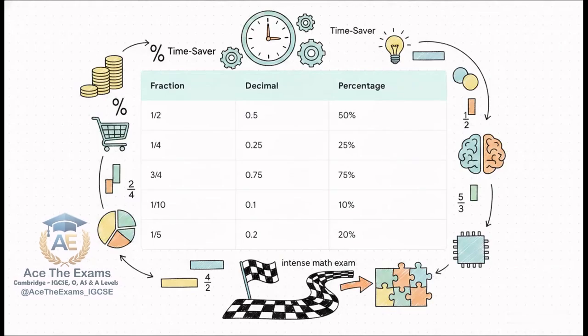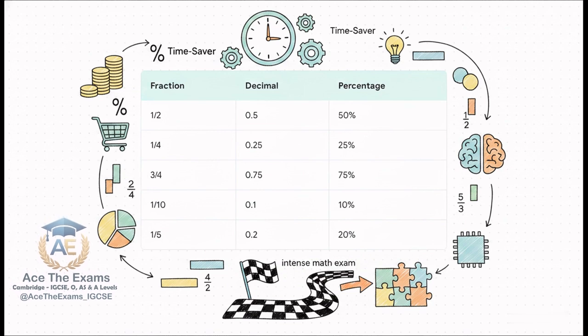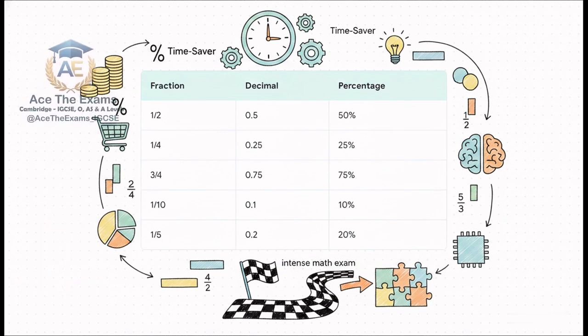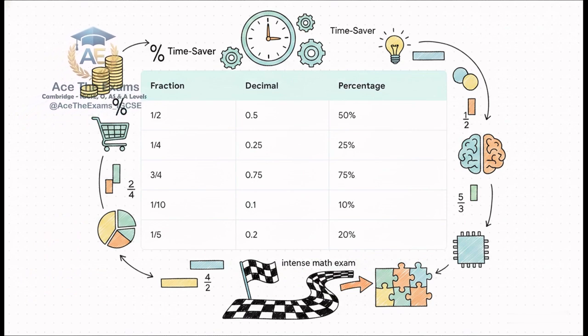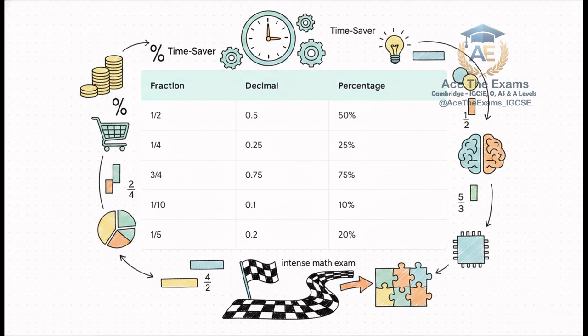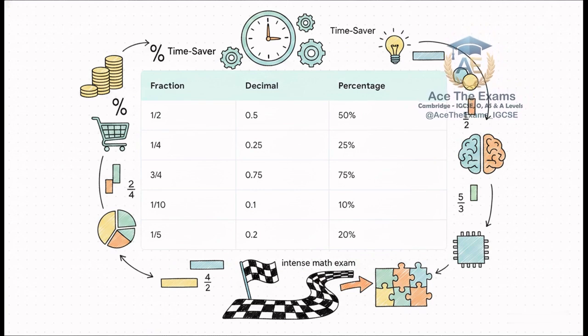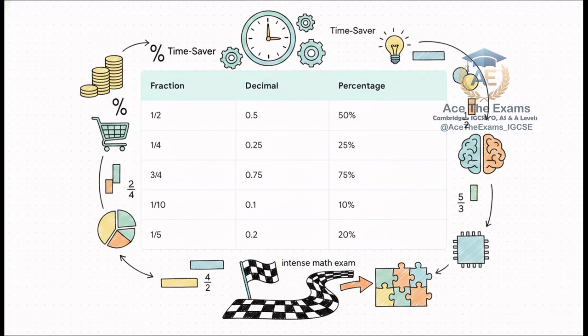Now, while you absolutely can calculate these conversions every single time, the textbook provides this crucial equivalence cheat sheet for a very good reason. These are the most common values you will ever encounter: halves, quarters, tenths, and fifths. Knowing off the top of your head that 1/4 is 0.25 and 25%, or that 1/5 is 0.2 and 20% is going to save you massive amounts of time. Whether you're navigating an intense math exam or you're just out trying to calculate a quick discount at a store, memorizing this specific table is a massive cognitive time saver.